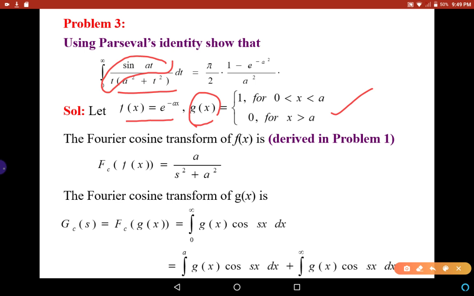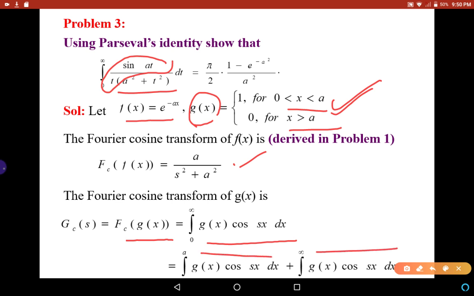Now let us find the Fourier cosine transform of f of x, which is already derived in problem 1 in this lecture as a by s square plus a square. Now let us derive the Fourier cosine transform of g of x. The Fourier cosine transform of g of x is the integral 0 to infinity g of x into cos sx. Depending on the definition, g of x is defined in the intervals 0 to a and a to infinity. Accordingly, we split the integral in these two cases as 0 to a and a to infinity.